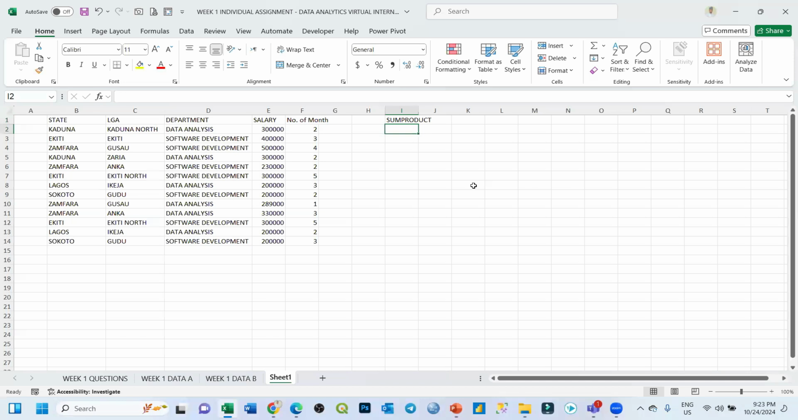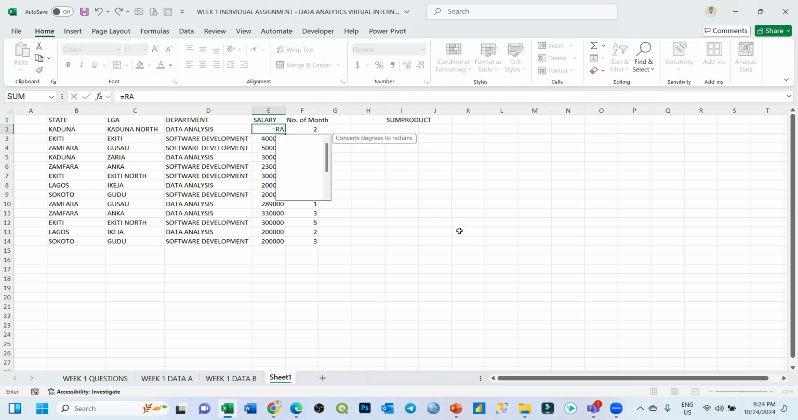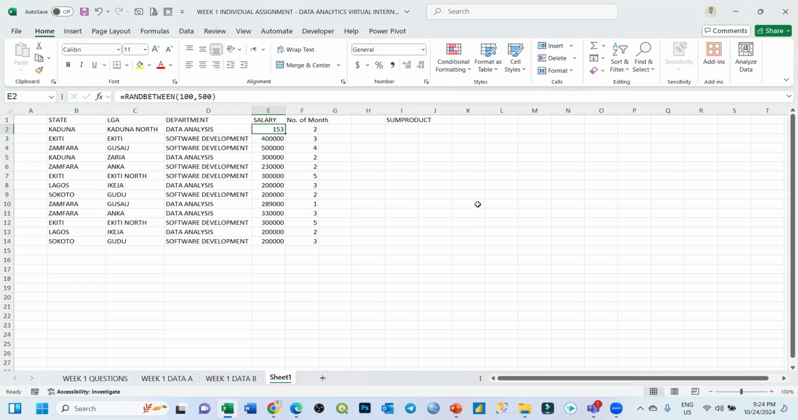What SUMPRODUCT does for you is that data will sometimes be given to you that has to do with quantity and the value of that quantity. You need to know the total of all. That is the total of this value multiplied by this quantity, and the sum of all the data that we have. That's why they call it SUMPRODUCT. For example, consider this salary as the value of a particular product. Or maybe to be more realistic, let me just create something, from 100 to 500.